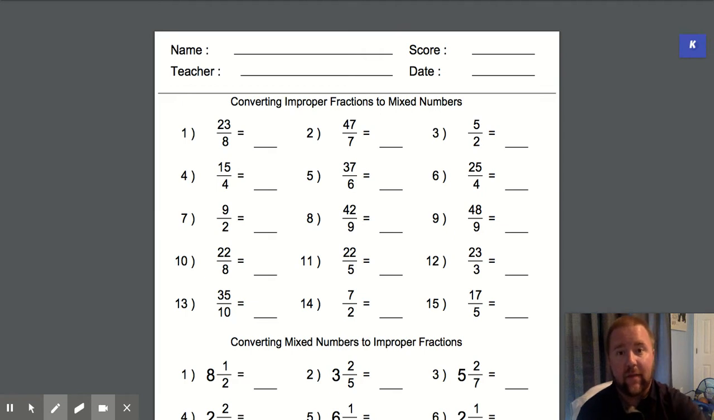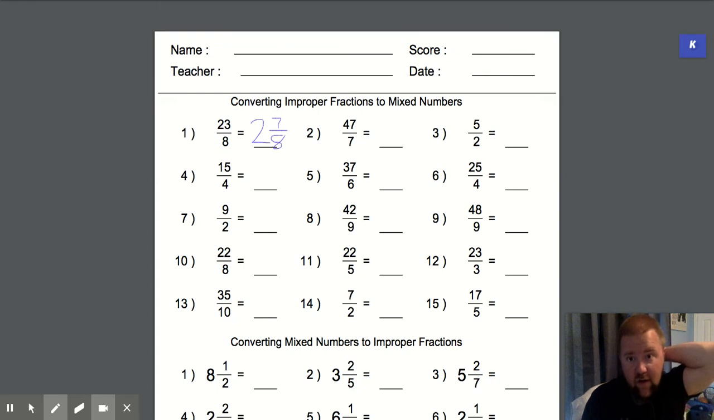So in my head, I'm thinking to myself, well, how many eighths can I have go into 23 without going over? Okay, so I know that I can have 2 eighths because that's going to give me 16. Because if I had 3 eighths, that would be 24, and that would be too much. So now I know that I have 16 of those eighths. Well, how many more are left? So 16, 17, 18, 19, 20, 21, 22, 23. I have 7 more of the eighths left. So that leaves me with 2 and 7 eighths.